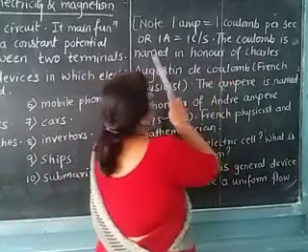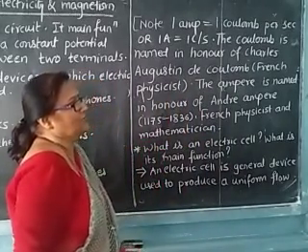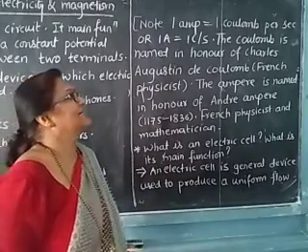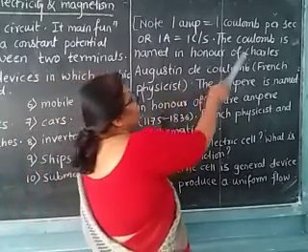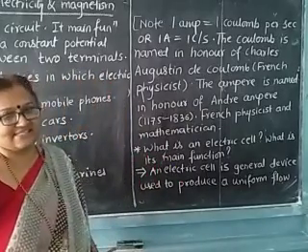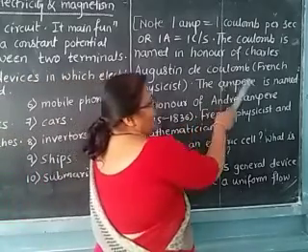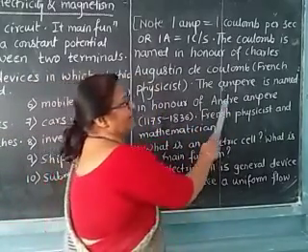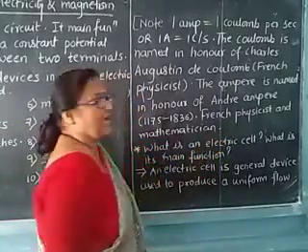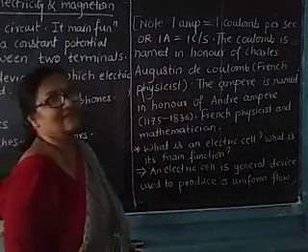The coulomb is named in honor of Charles Augustin de Coulomb. Whenever you see the coulomb charge, it is named after one scientist, and that scientist is Charles Augustin de Coulomb. He was one of the French physicists, and the charge is named after him. Ampere is named in honor of Andre Ampere. He was also a French physicist and mathematician, and the unit was named after him.